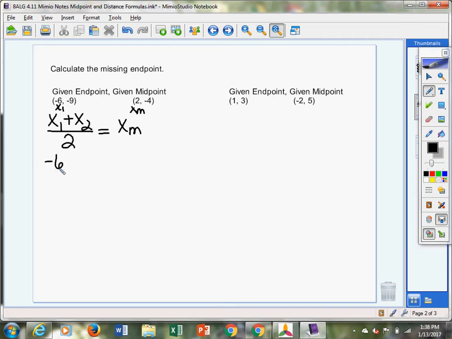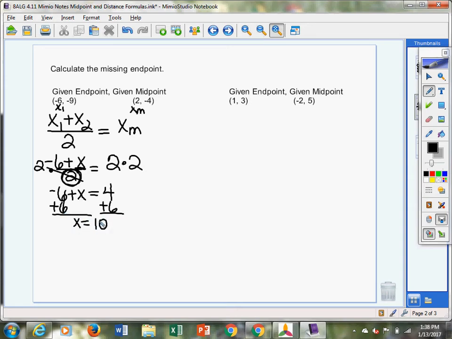So I'm going to plug in negative 6 plus that missing x, divided by 2, is equal to my midpoint x, which is 2. Okay, we're looking for that endpoint. And this x right here is the endpoint we're seeking, okay? First thing you should do is get rid of that 2, that denominator. That's the first thing you should take care of. So we're going to multiply each side by 2. That'll get rid of it. And we have negative 6 plus x is equal to 4. Last step, add 6 to each side. And now you have x is 10.